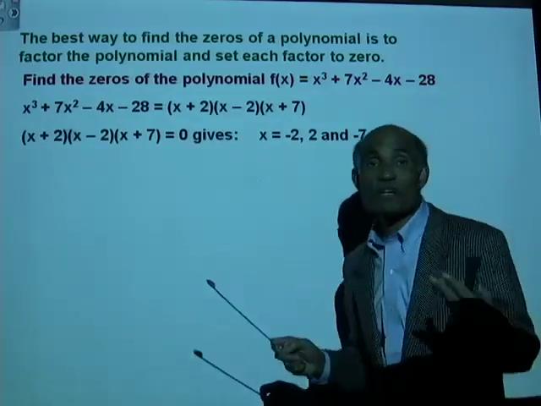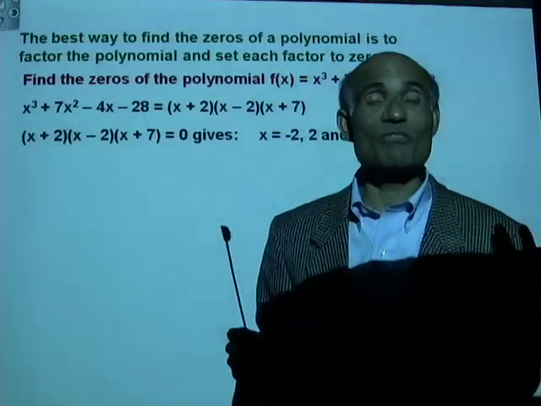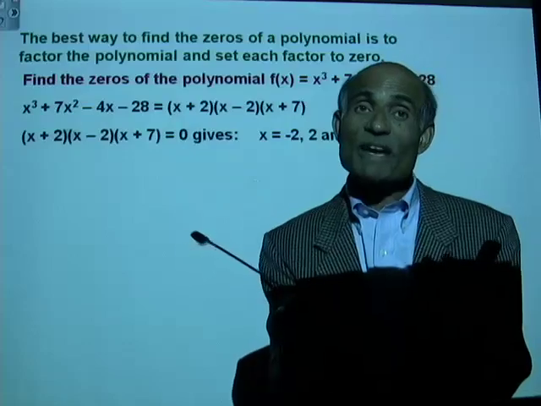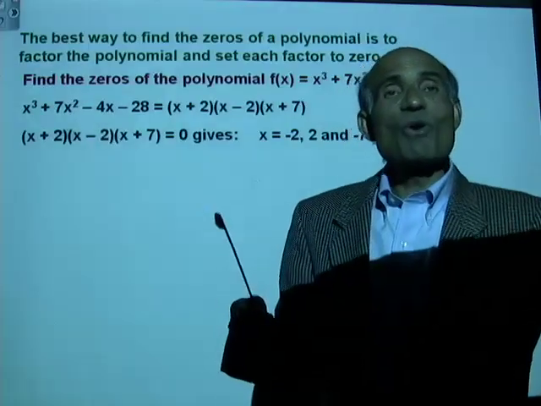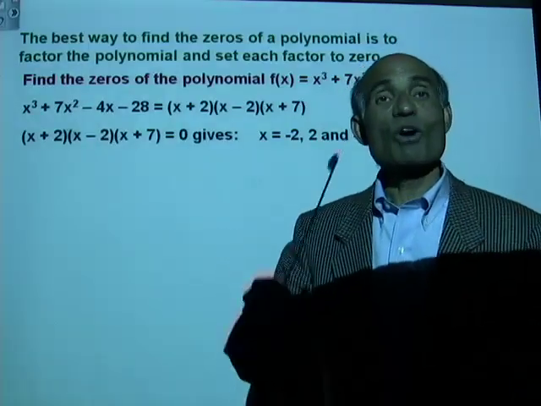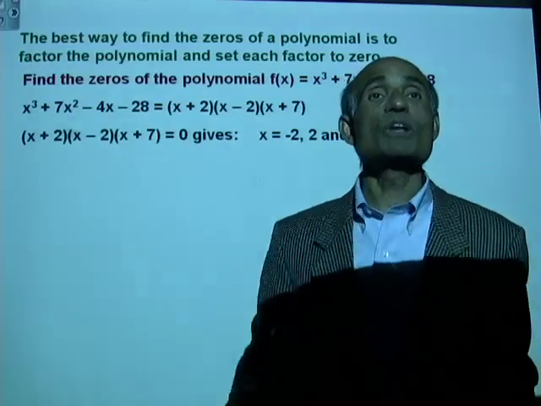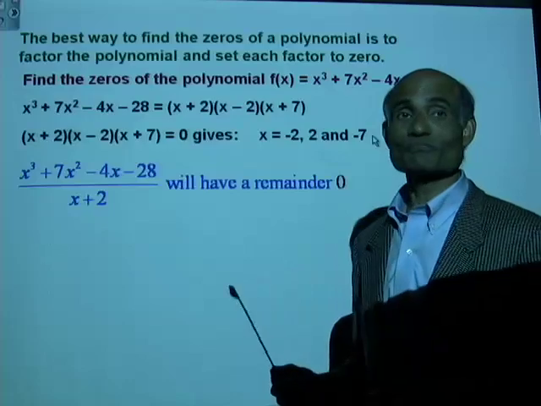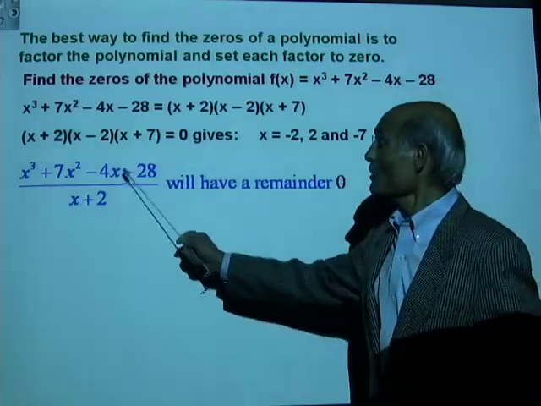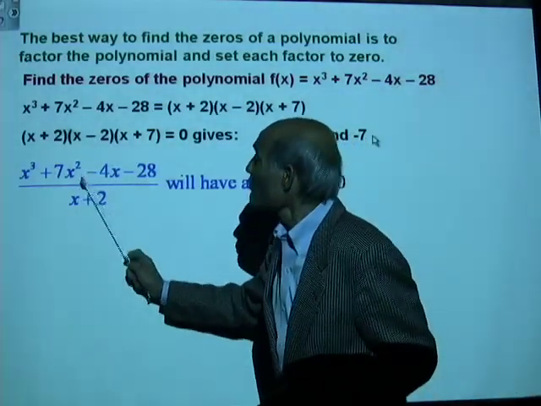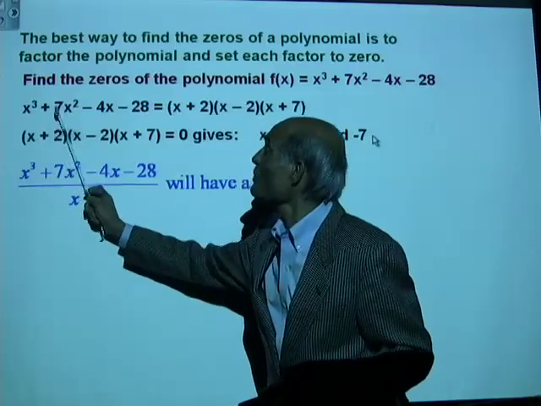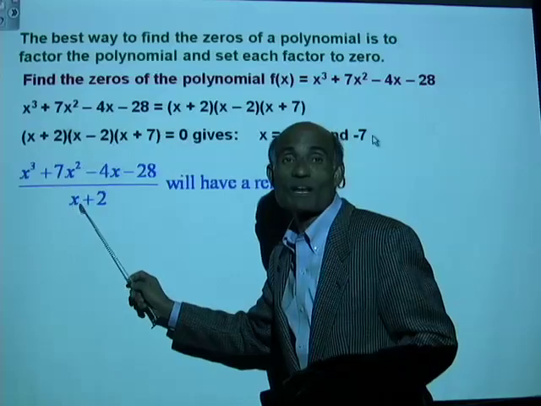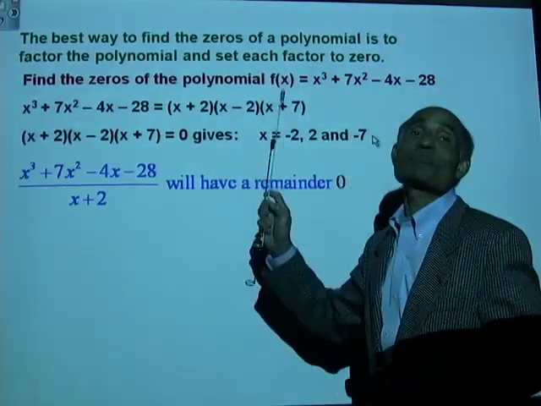That means there are 3 zeros for this polynomial function. What does that mean, there are 3 zeros? There are 3 values of x which make the value of the polynomial 0, or the graph of this function will cross the x-axis at 3 different points. So that means since x plus 2 is a factor of this polynomial, if you divide the polynomial by x plus 2, there will be a remainder 0.